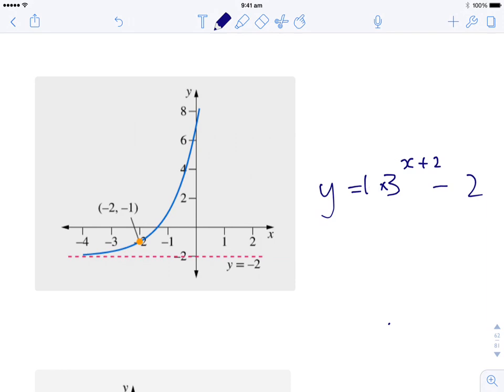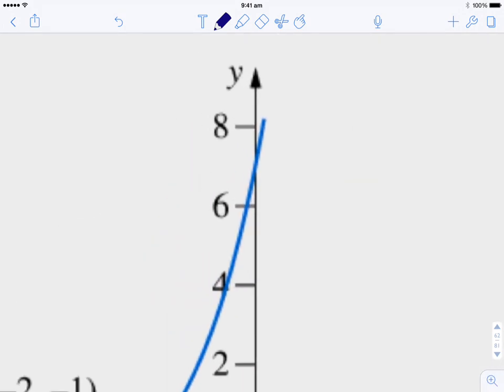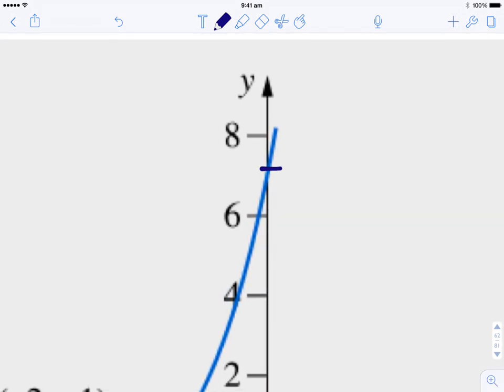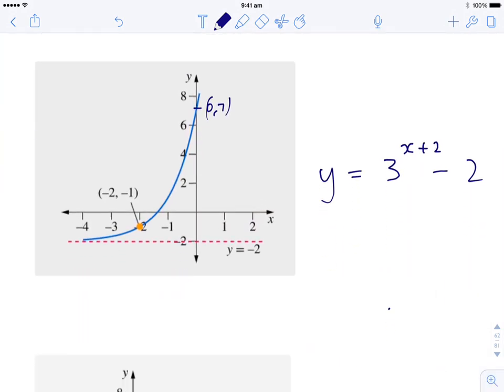I think the first one is kind of reasonable. In this case, I can see what the intercept is. I can see we're going through 0, 7. So I'm just going to check that when x equals 0, we get 7. And in this case, 3 squared is 9, minus 2 is 7.